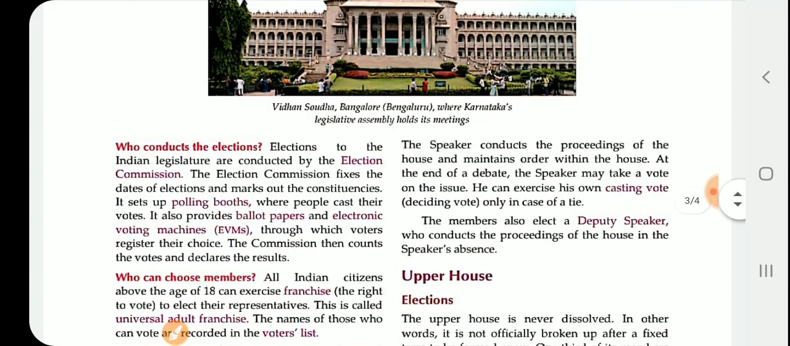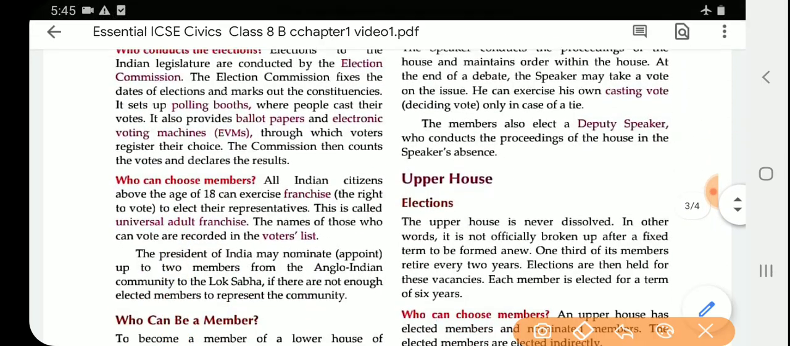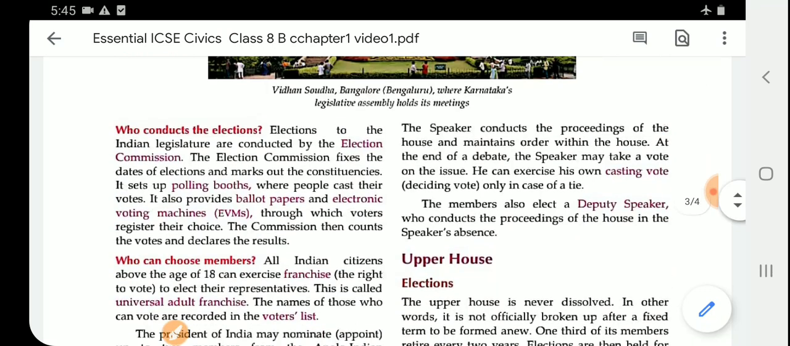Now after this, who conducts the elections? This is the first question for you to be asked. Who is conducting these elections? Okay, this is the second. So we shall study about who conducts the election. Elections to the Indian legislature are conducted by the election commission. Very simple answer. Now what are the duties of the election commission?